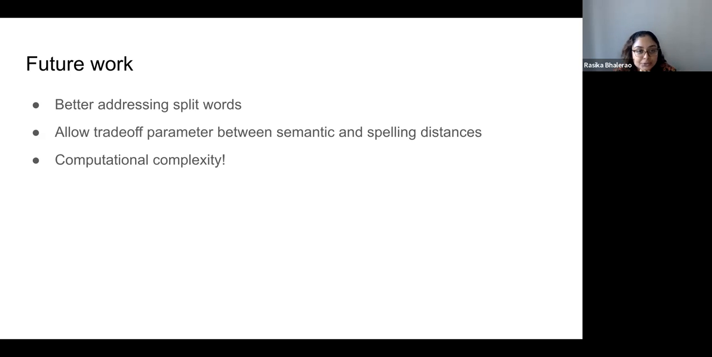Another avenue for future work would be to allow a trade-off between semantic and spelling distances. If you could prioritize one over the other, that would be nice. And then of course, computational complexity, because right now this algorithm already takes quite some time just to calculate the string similarity between each pair and whatnot. So this is where I would like to see the work go.